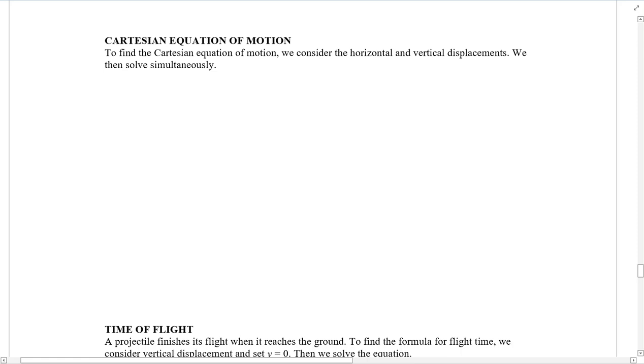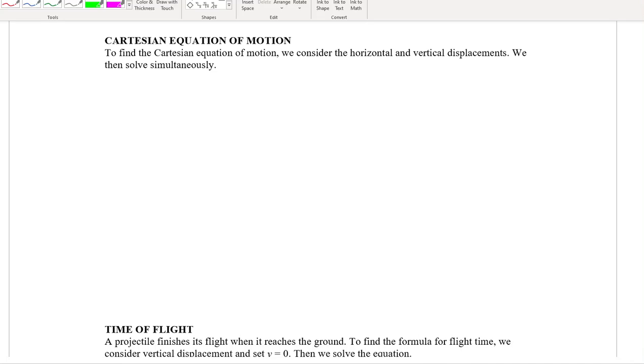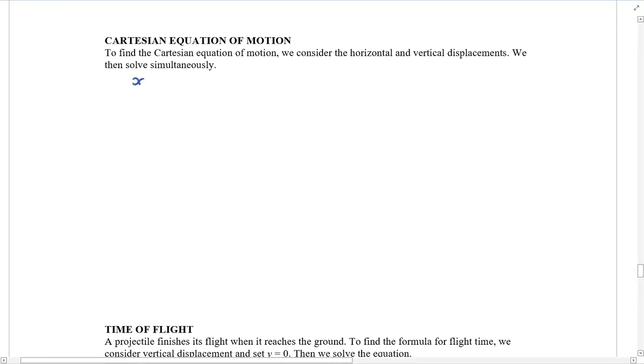Okay, I'll just continue. So it says that we're going to use the horizontal and vertical displacements and we're going to solve them simultaneously. I'm not going to derive those again. They're on that other page. The horizontal displacement is x equals vt cos theta. That's straight out of that table. And the y is negative g, that's for gravity, t squared over 2.